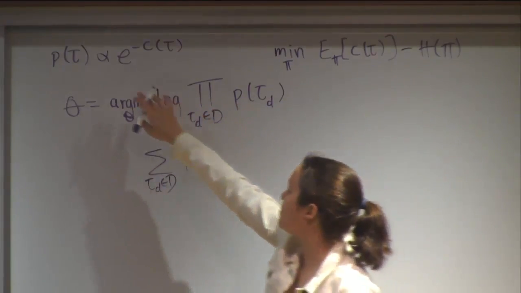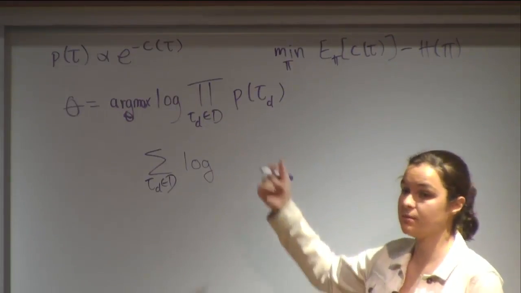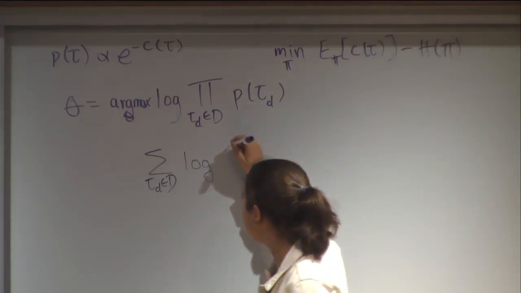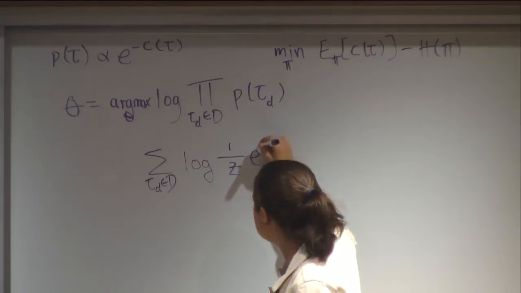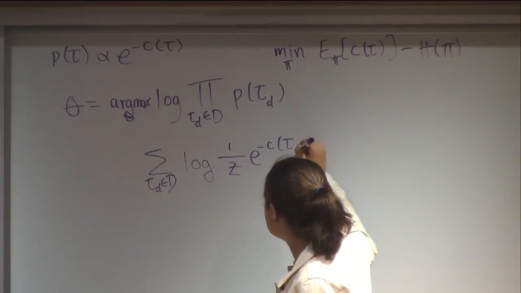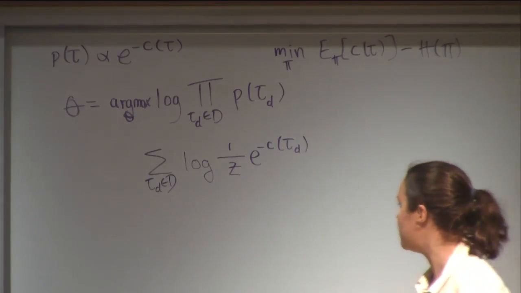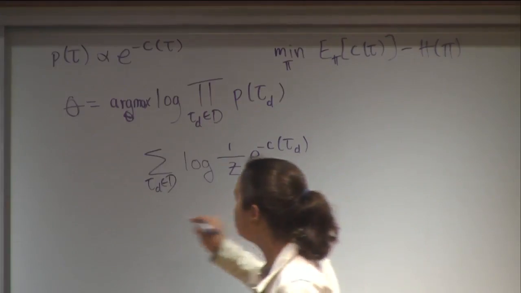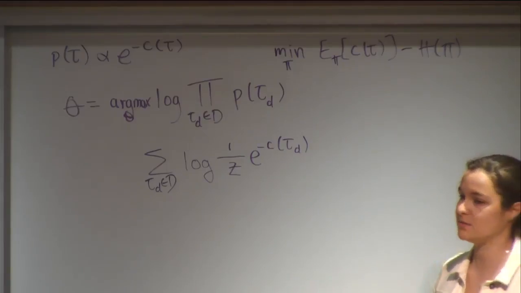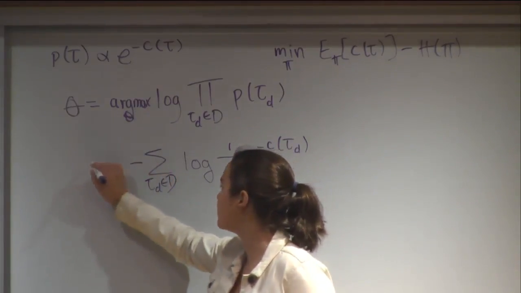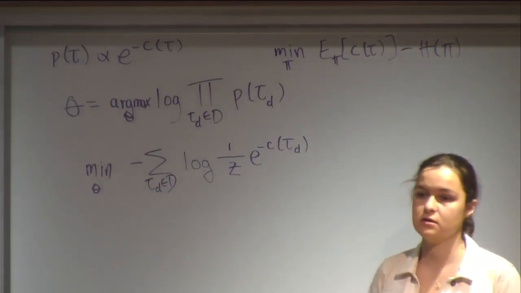And note that this is proportional to, so p of tau is actually equal to 1 over z, 1 over our normalization term, of e to the negative cost. So this will be 1 over z, e to the negative cost of tau d. And because we often do minimization problems in optimization instead of maximization problems, I'm also going to make this a negative, and then we're going to be actually minimizing, with respect to theta, the negative log likelihood of our data.